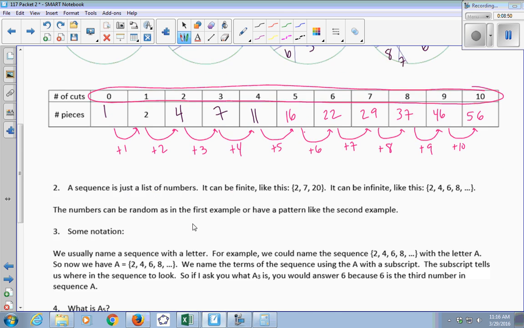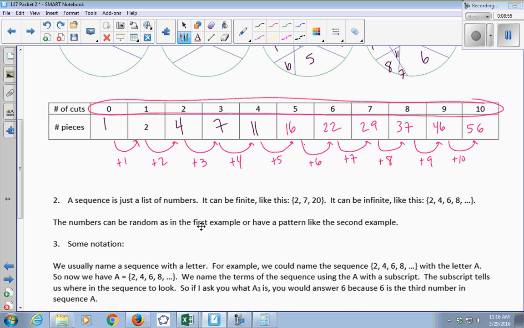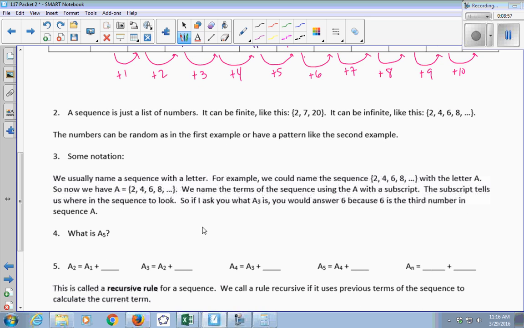Good. All right, so we're going to be talking about lists of numbers for the next few classes. And the mathematical name for a list of numbers is a sequence. It can be finite. It could just have 3 numbers in the list, like 2, 7, and 20. Or it could be infinite, like 2, 4, 6, 8, 10, 12, 14, et cetera, right? So the numbers can be completely random. 2, 7, and 20 is a completely random list of numbers. I just picked them out of thin air. Or they can have a pattern, like in the second example, because I was listing all the even numbers there.